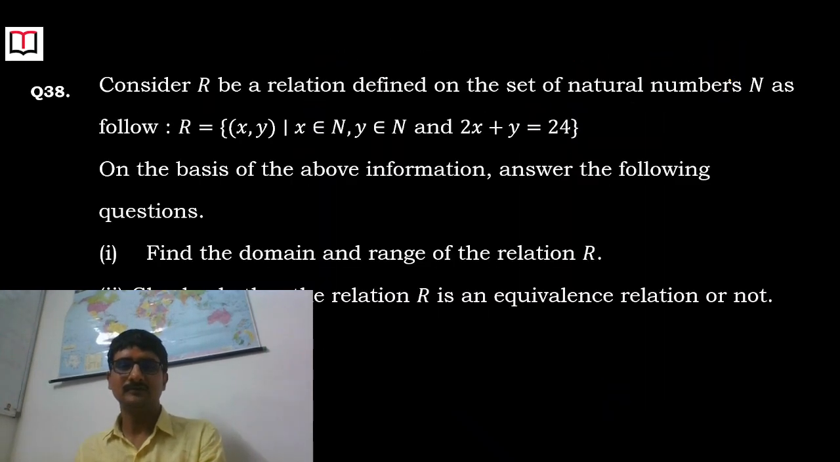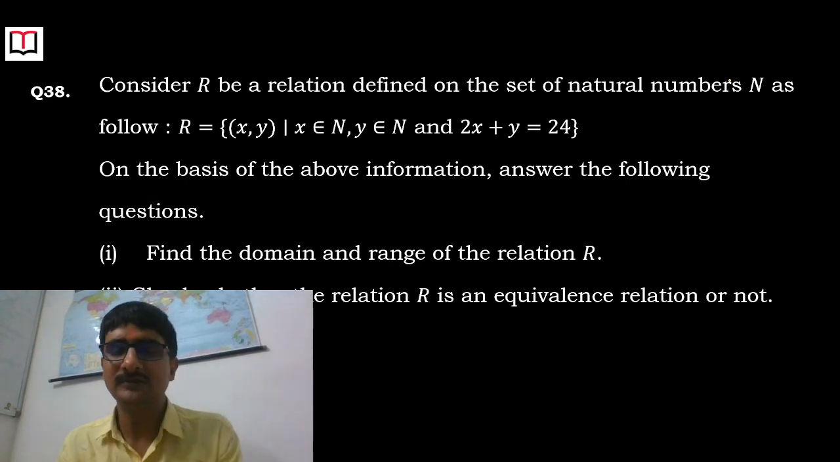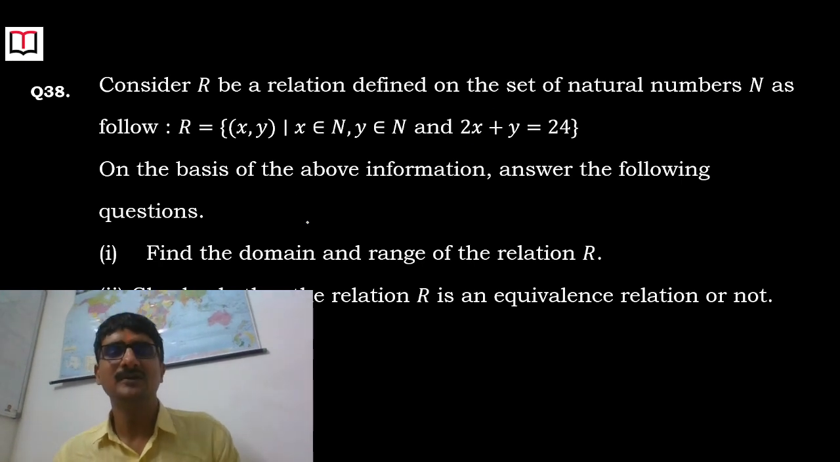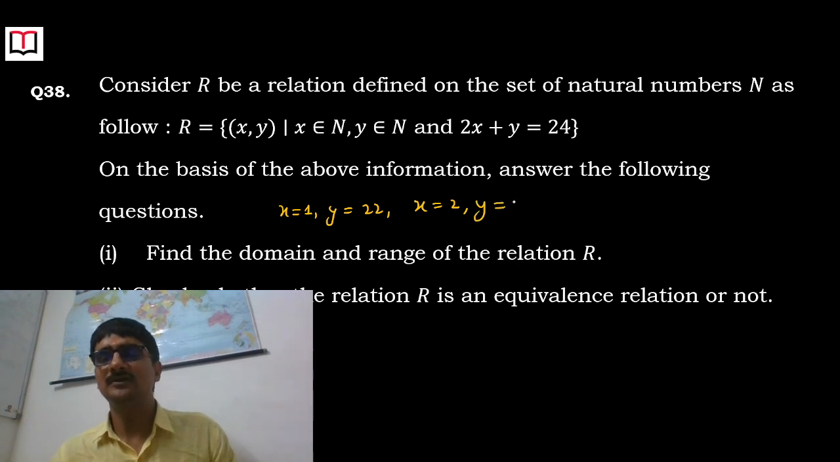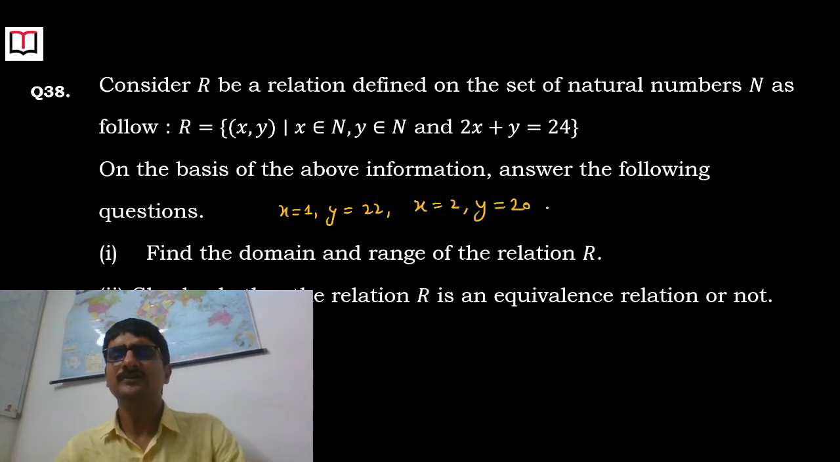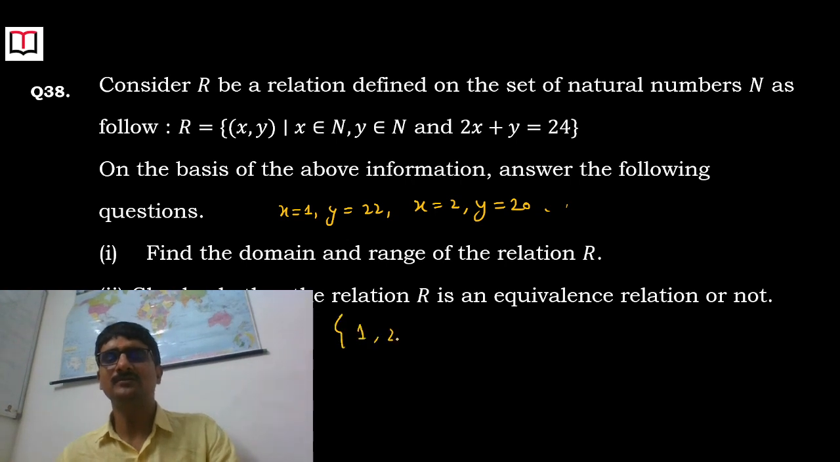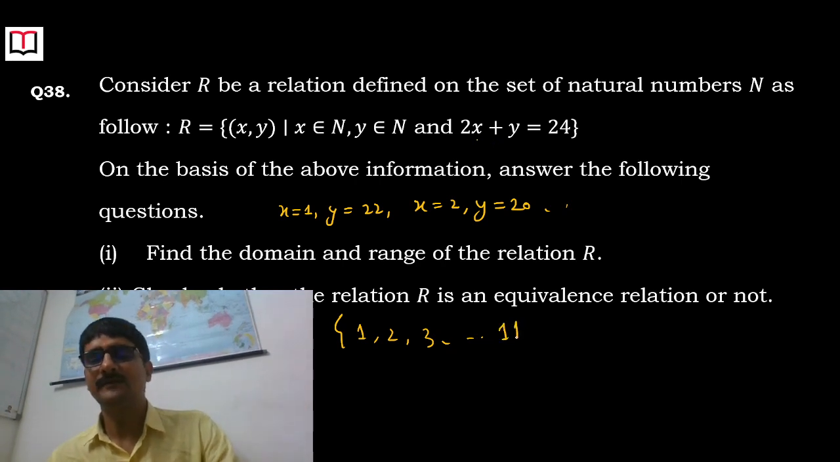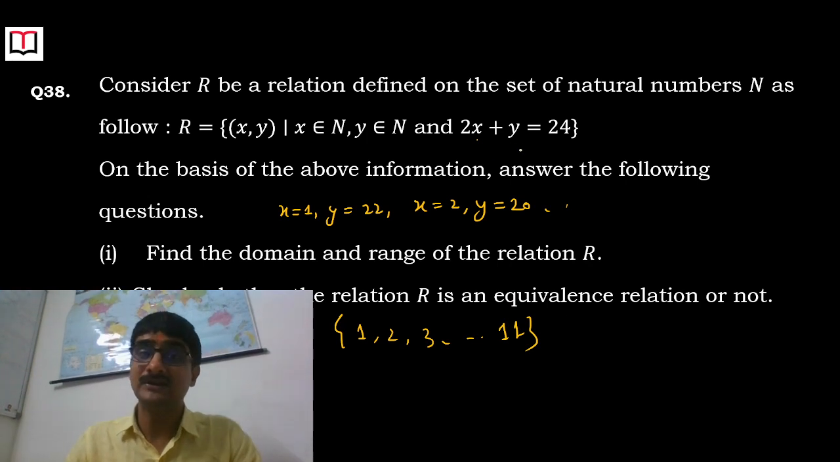Okay, so consider the relation on this basis, find the domain and the range. See, for domain it's a very simple one. Natural number, so if you put x as 1, y becomes 22. You put x is equal to 2, y will be 20. Similarly, domain will be 1, 2, 3 until the largest value will be 12. No, 11. 11, because y can't be 0.